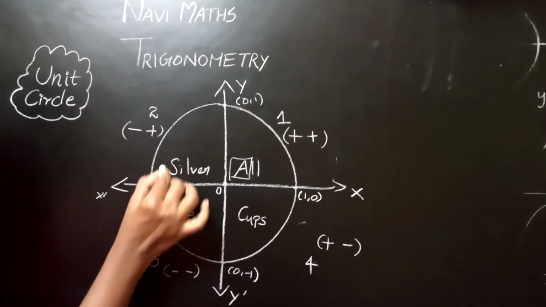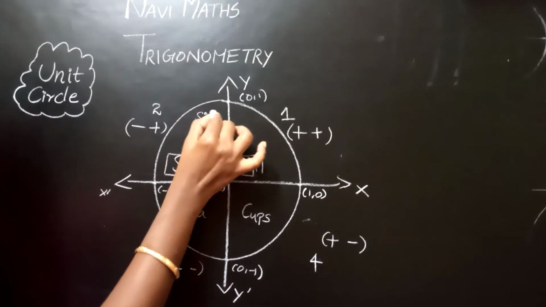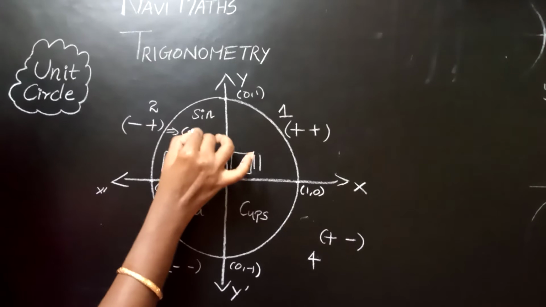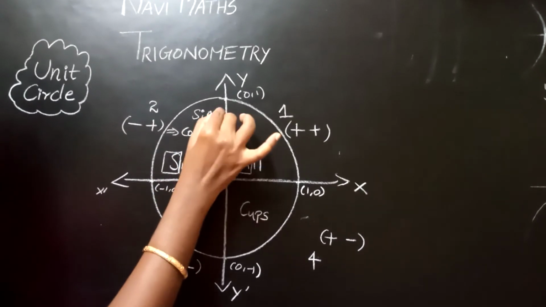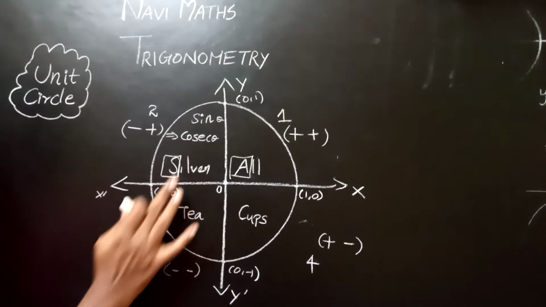Next, silver, it stands for S. S means sine. And what is the reciprocal of sine, you also know that. Sine reciprocal is cosecant. Only sine theta and cosecant theta will be positive here. All the remaining ratios are negative in the second quadrant.